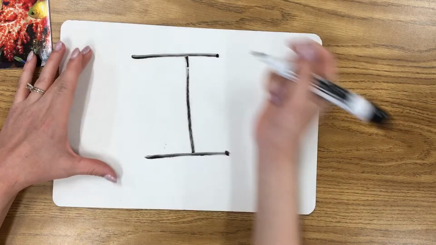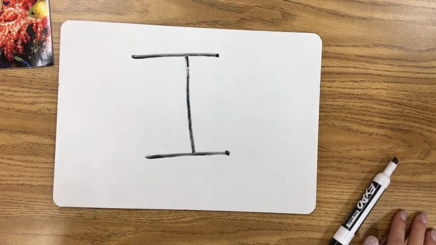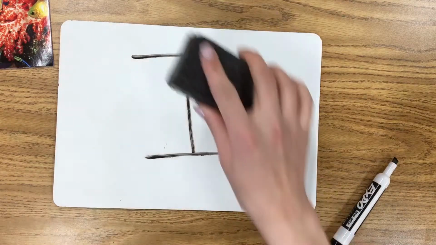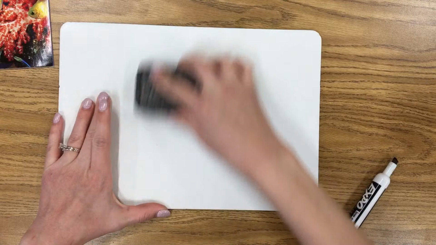I'm going to give you a few seconds while I go find a different dry erase marker to tell me what that sight word is. All right, that sight word is I. Remember, sight words are words that you just need to be able to know and pop out because they're words that you can't necessarily decode.